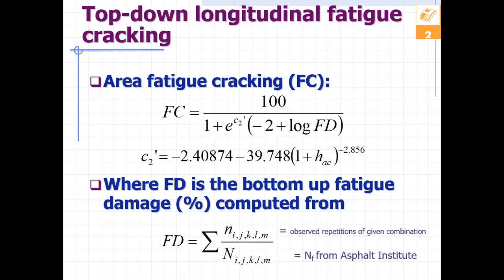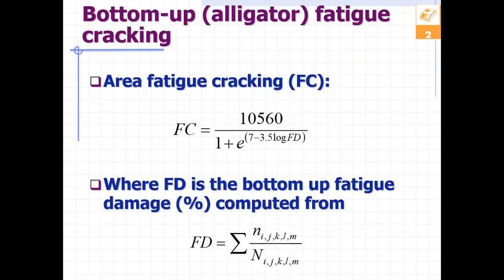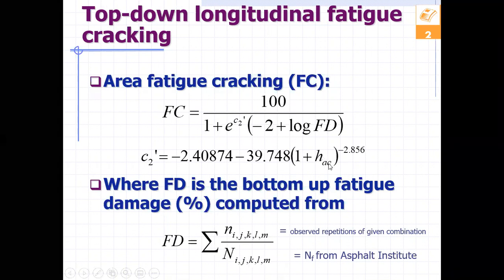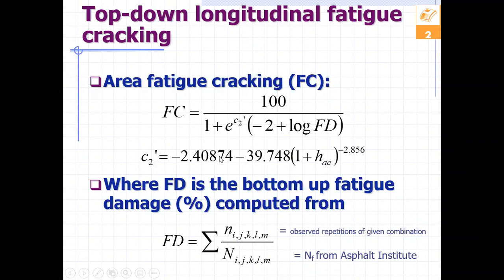Now, that was bottom up. This is top down. It's very similar. If you see, it's FC, FD. The FD is exactly the same, but the FC is slightly different because it considers the thickness of the asphalt cement layer. Okay, so we have to calculate a C2 prime coefficient that the only thing that we require is the thickness of the hot mix asphalt. We put it in here, and then we need the fatigue damage.